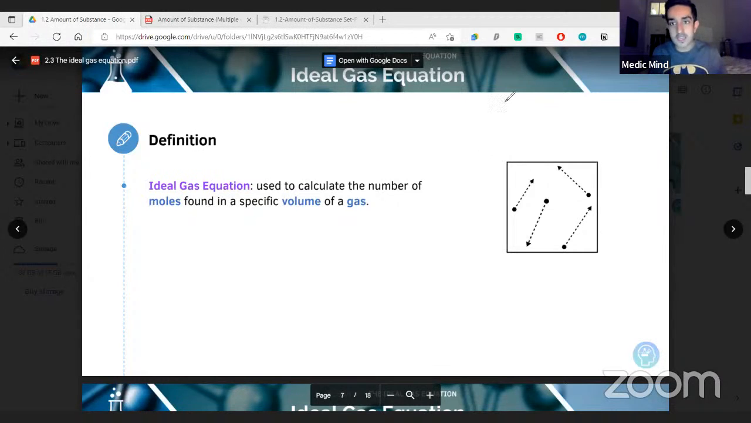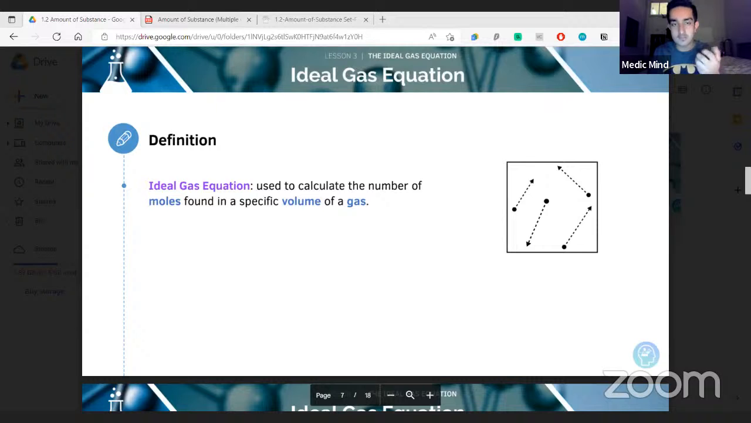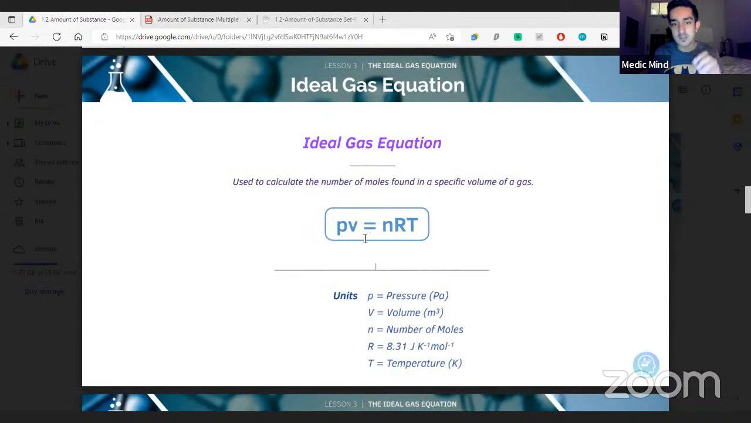The problem is that in real chemistry, we don't use 24 decimeter cubed everywhere. We're not working under ideal circumstances. We're not working under the assumption that things are working perfectly. So the ideal gas equation helps us adjust that to the circumstances that we have in our actual calculation. PV equals nRT.